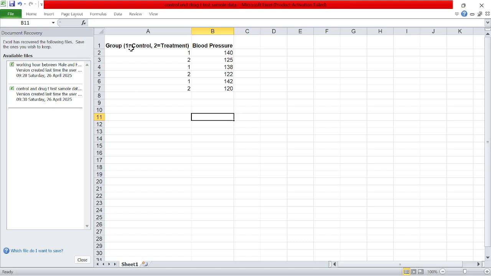As you can see, group one is the control. I will show you how to do that, which is the first group, and the second group is the treatment, and that's for the first variable, and the second variable is blood pressure. I know you will be thinking, what are we trying to get from this?